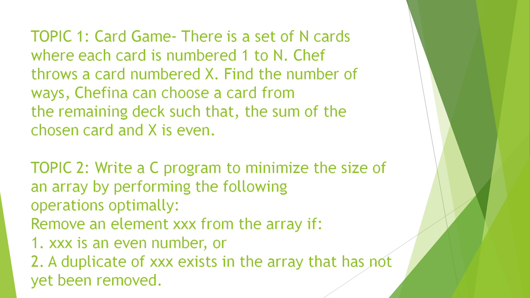And coming to the second topic, we should write a C program to minimize the size of an array by performing the following operations, such as removing an element x from the array if it is an even number, or removing it if it is a duplicate, that is, if it already exists in the array.